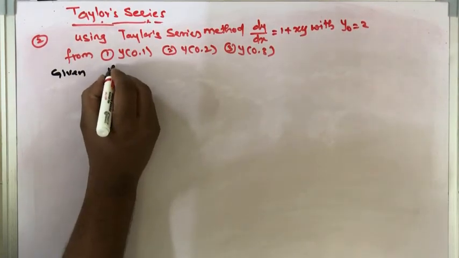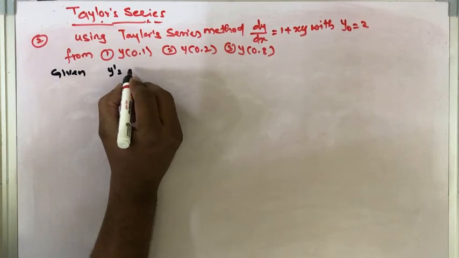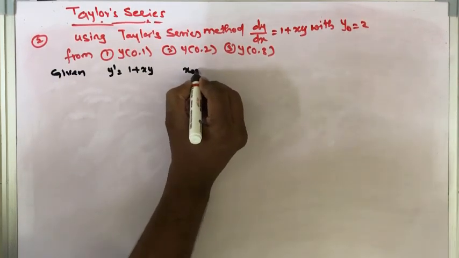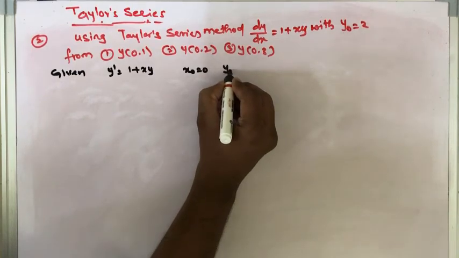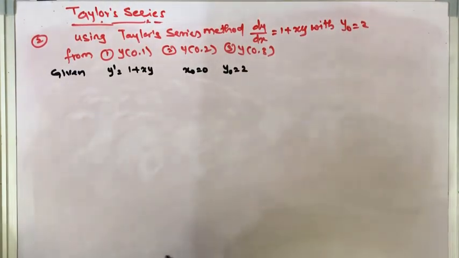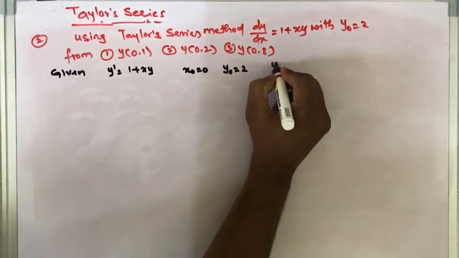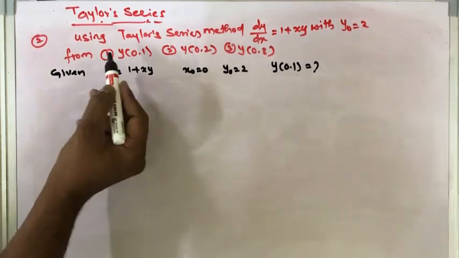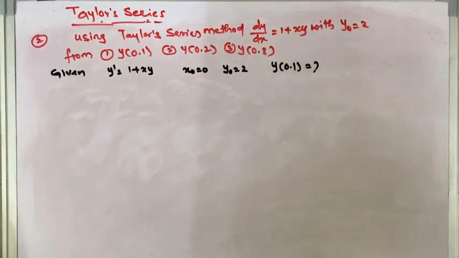So they have given y dash, which is dy by dx, equal to 1 plus xy. Then x0 will be 0, y0 will be 2. And they asked to calculate y of 0.1. So I'll consider that first, then we'll move to the next one.